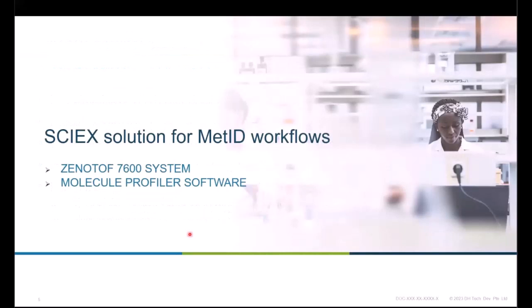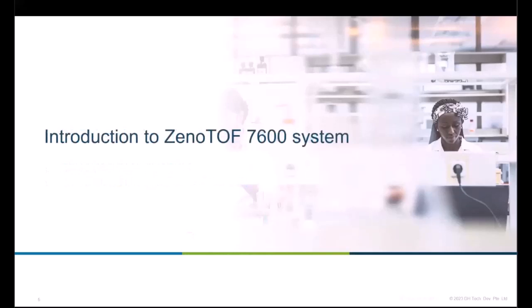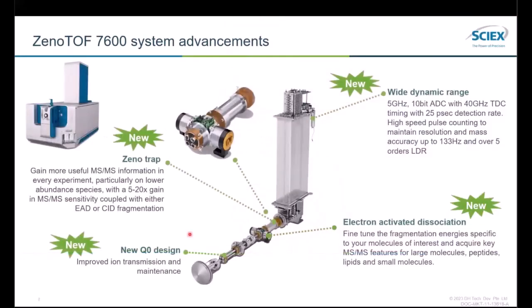So coming to the SCIEX solution for MetID workflows, in the next few slides, we're going to talk about the ZenoTOF 7600 system and the molecule profiler software. Coming to the ZenoTOF 7600 system, as I showed you in the brief video in the beginning, that's the benchtop QTOF system, with advancements compared to our previous generation QTOFs. It comes with a Zeno trap. Zeno trap is a small trap that we have introduced to improve your cycle time.